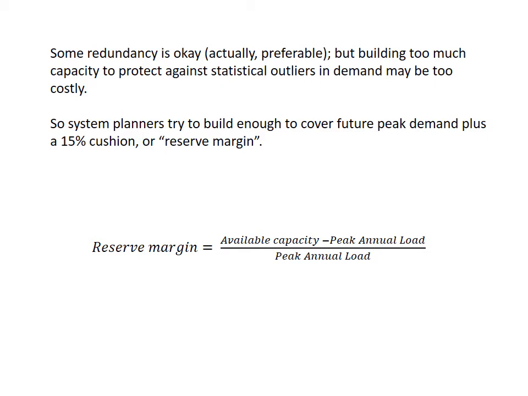So system planners try to come up with a standard for how much redundancy in terms of generation capacity should be built into power systems, and they do this by using what's called a reserve margin, which is usually around 15%. And reserve margin is the difference between the total available capacity minus the peak annual load, right? So that's how much capacity is left over after you've met peak annual load, divided by peak annual load. And we want that to be around 15%.